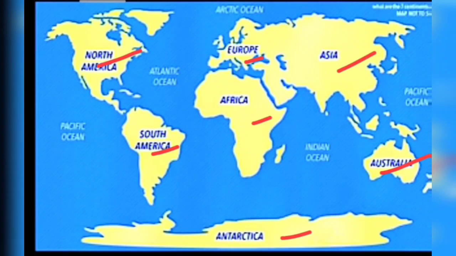What are the 5 oceans? Pacific Ocean, Atlantic Ocean, Arctic Ocean, Indian Ocean, and the last one, Antarctic Ocean. So these are the 5 oceans.